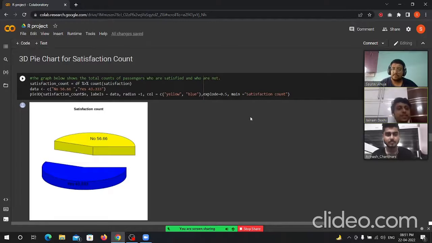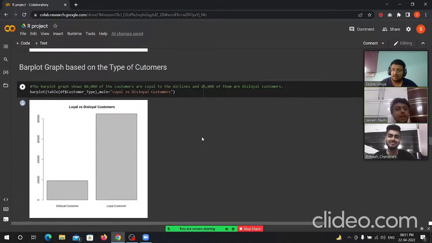The next graph is the 3D pie chart for the satisfaction count. The insight that we get from this graph is the total number of passengers who are satisfied and who are not satisfied. So 40% of them are satisfied, whereas 56% of them are not satisfied. And the bar plot graph based on the type of customers. From this graph, we get the insight that 80,000 of the customers are loyal, whereas 20,000 of the customers are disloyal.